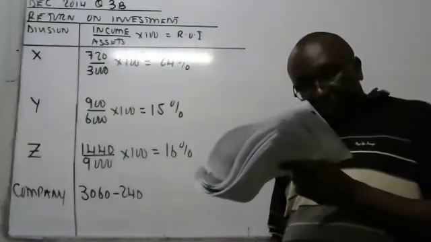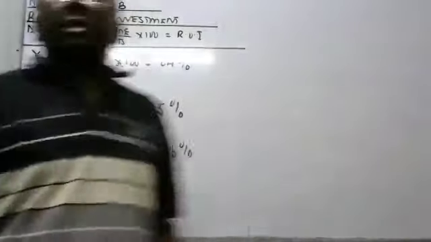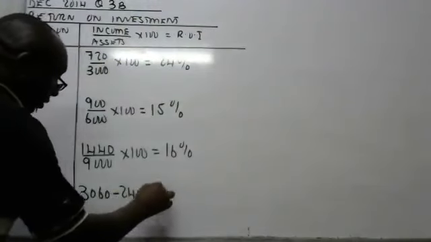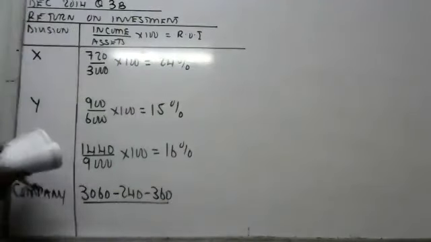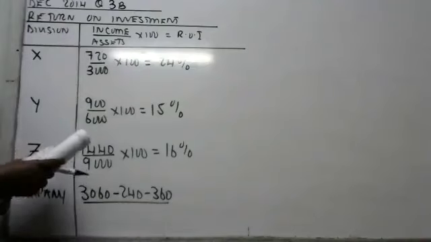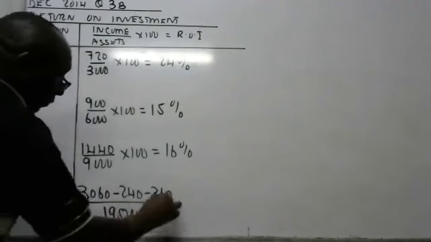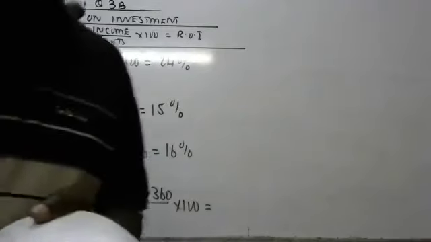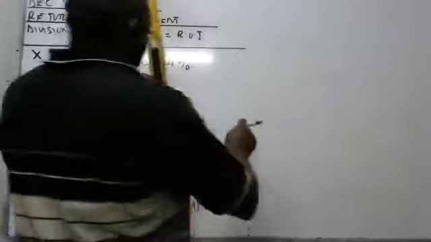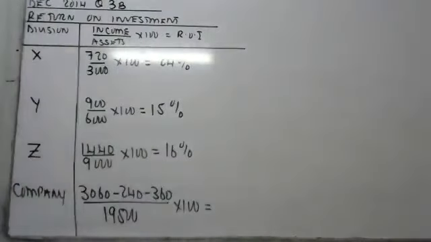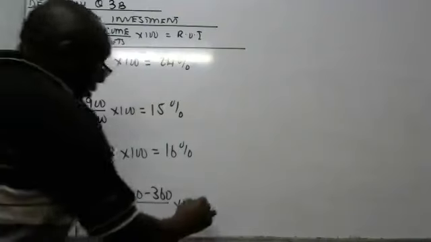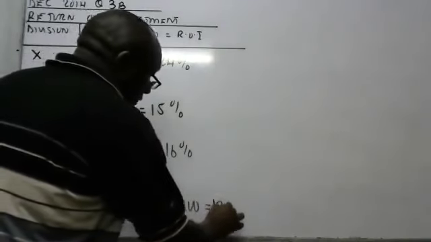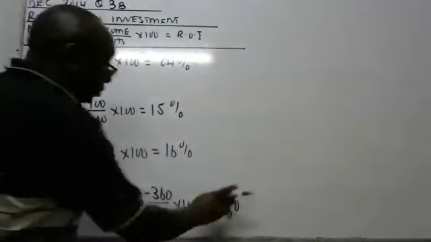And then the fixed cost of head office, that should be subtracted. So minus 360. Now all this you divide by the assets. The assets are 19,500 times 100. That is 12.62%.